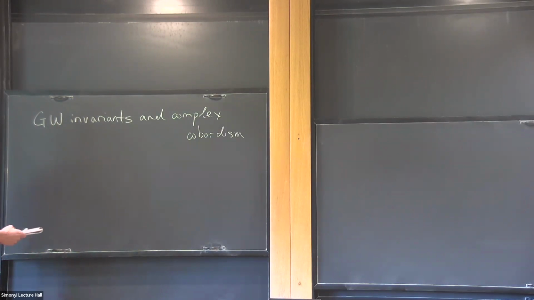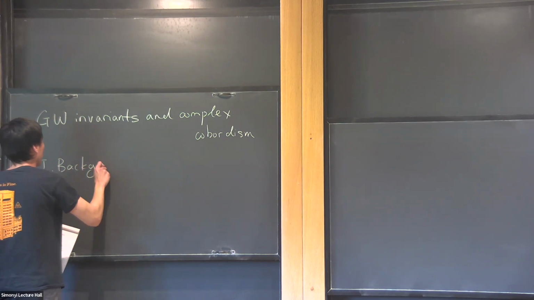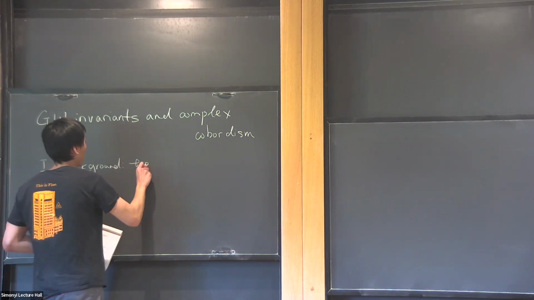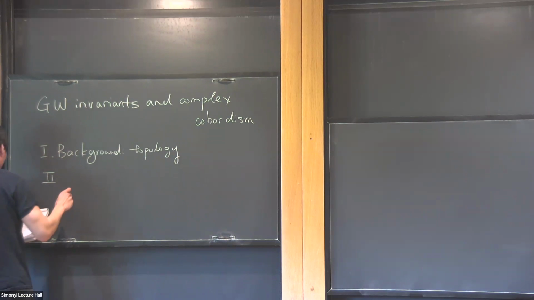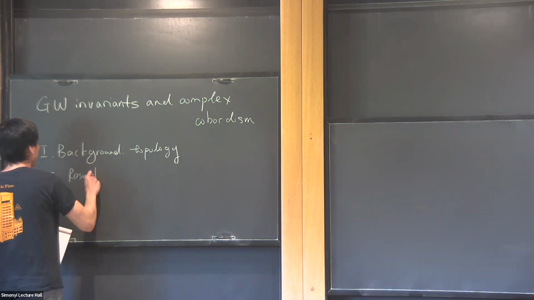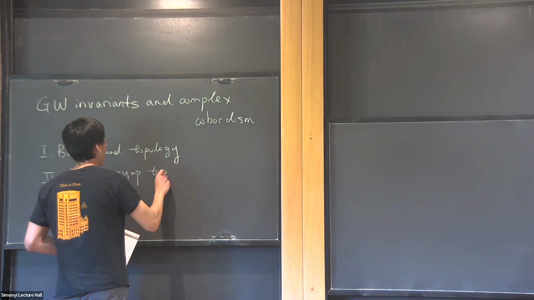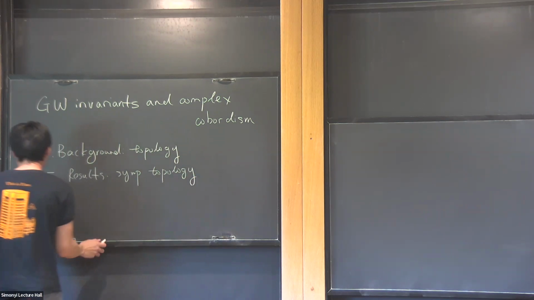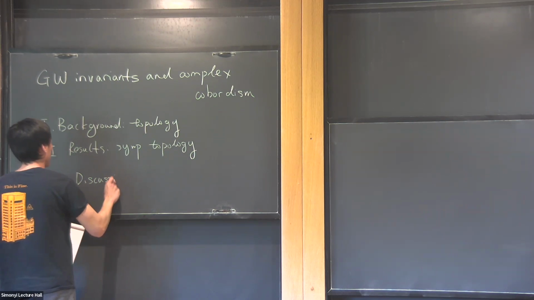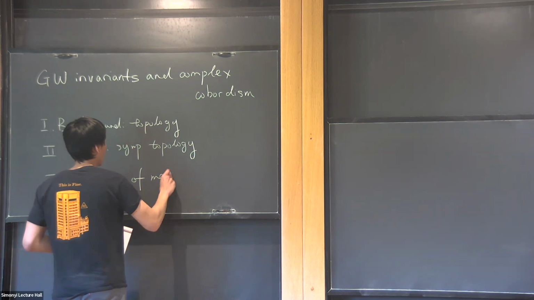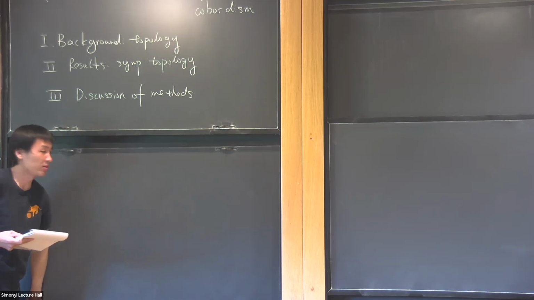Okay, so that's my title, and the talk has 3 parts. In the first part, I'm going to introduce some background, and it's mostly about topology in the 50s. In the second part, I'm going to state the results, especially why it's relevant for symplectic topology. And in the third part, I'm going to discuss a little bit about the methods which are used in establishing the results. Okay, so let me get started.